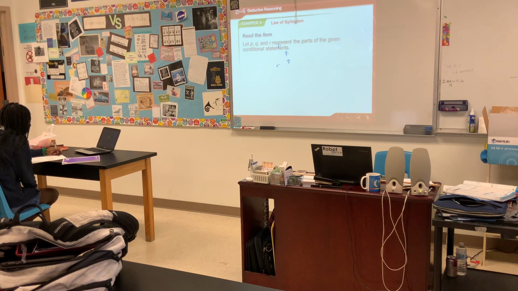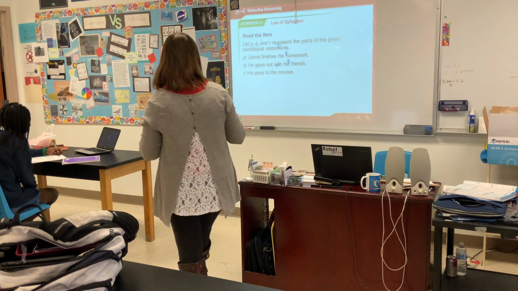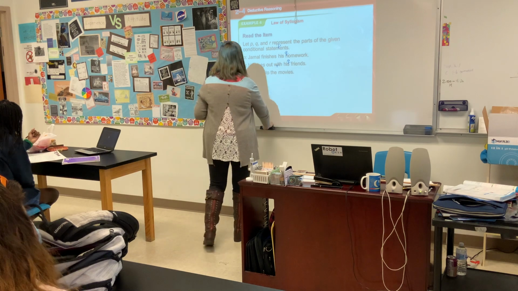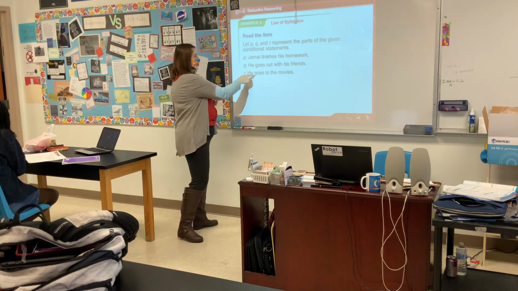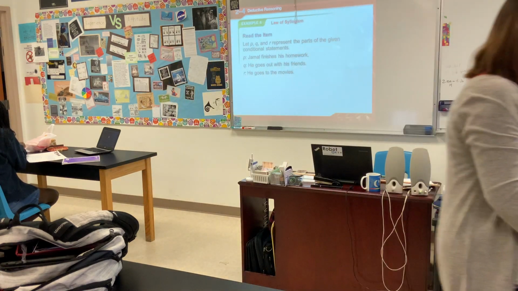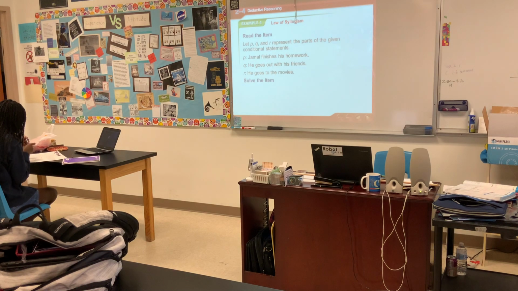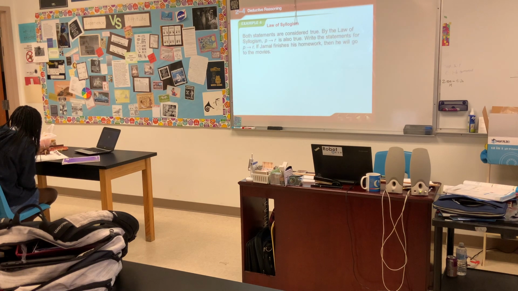And so they break it down really far. They do the same thing we do, but they say, okay, well, P's this, then Q's this, then R's this. Using the law of syllogism, that means that Jamal finishing his homework leads to him going to the movies. So we analyze that. P goes to Q, Q goes to R, which means P goes to R. If Jamal finishes his homework, then he goes to the movies.